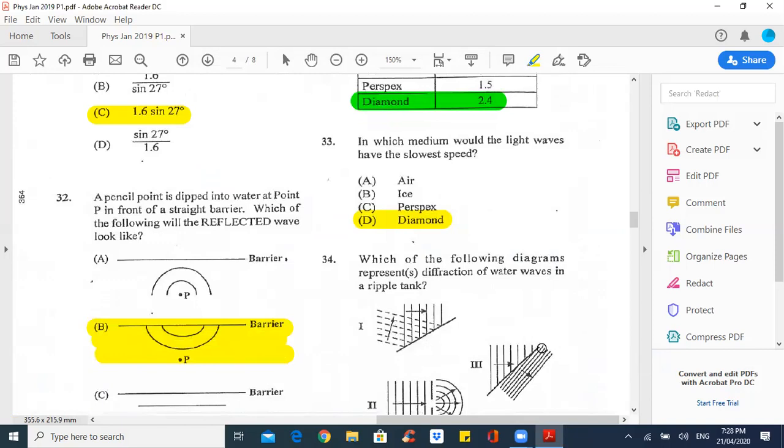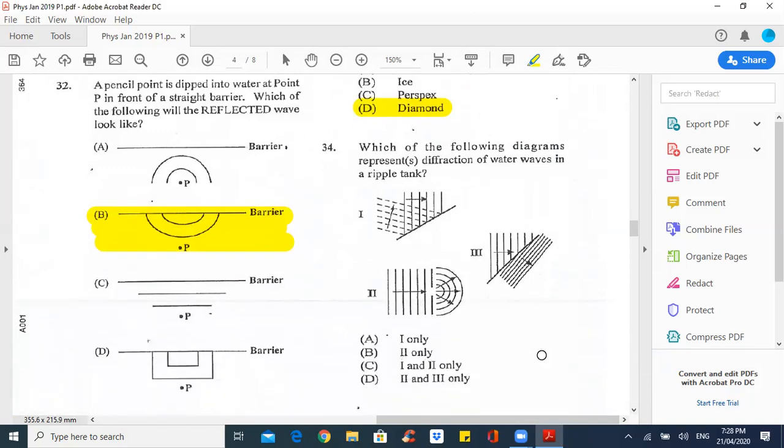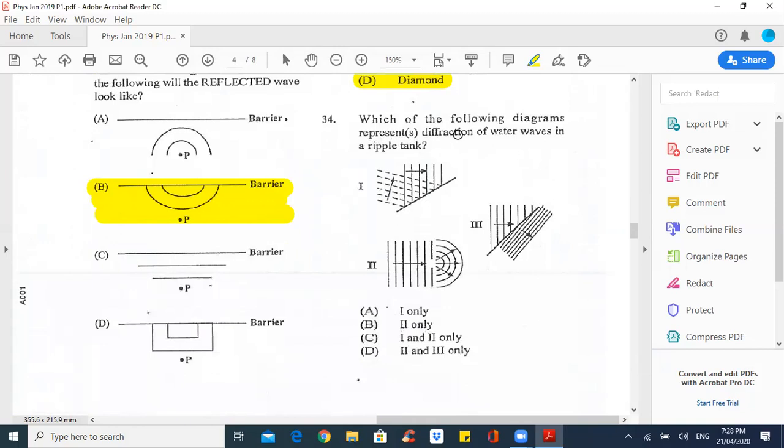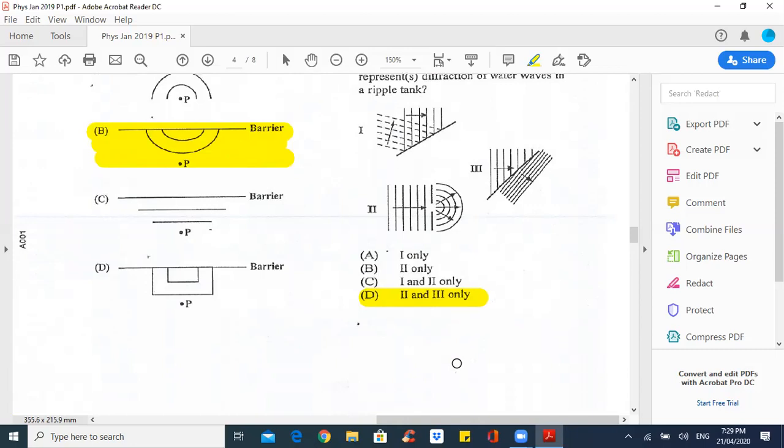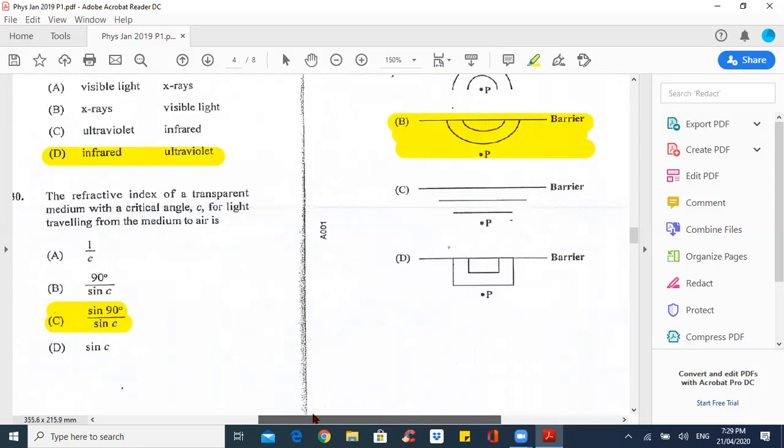Number 34. Which of the following diagrams represents the refraction of water in a ripple tank? For the refraction, it will be only 2 and 3. The other is reflection. So 2 and 3 is the answer for that.